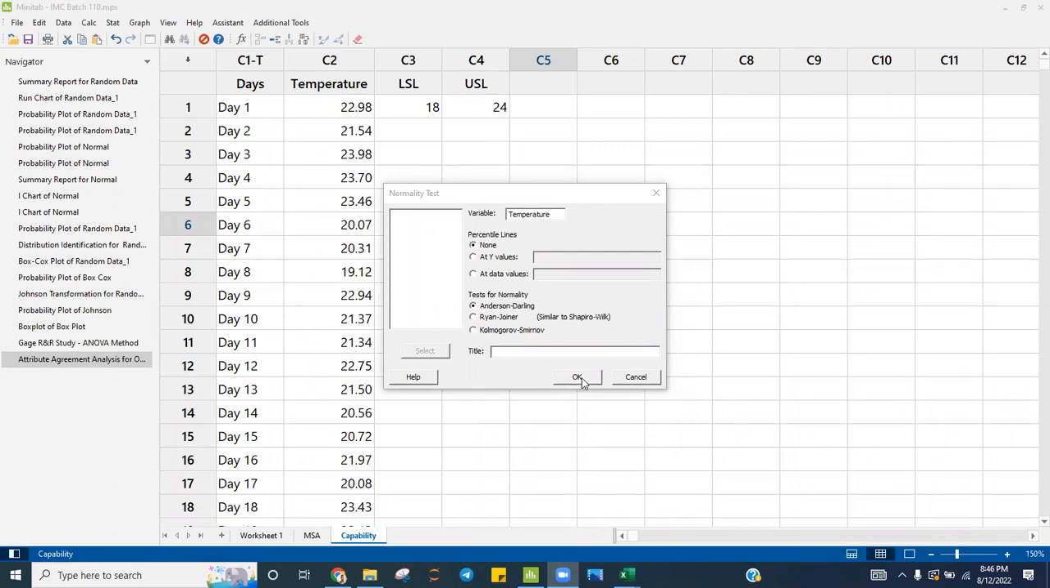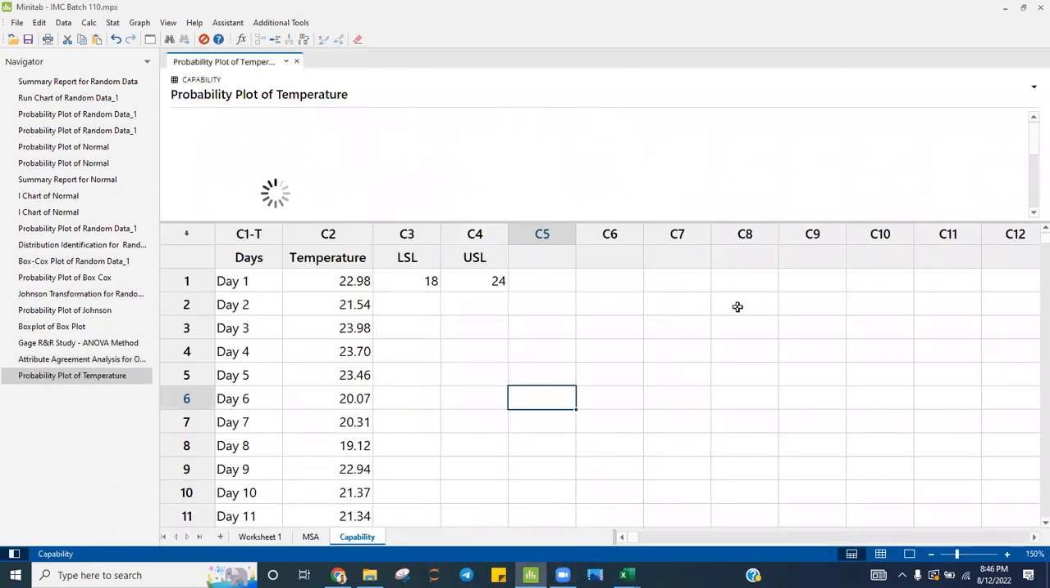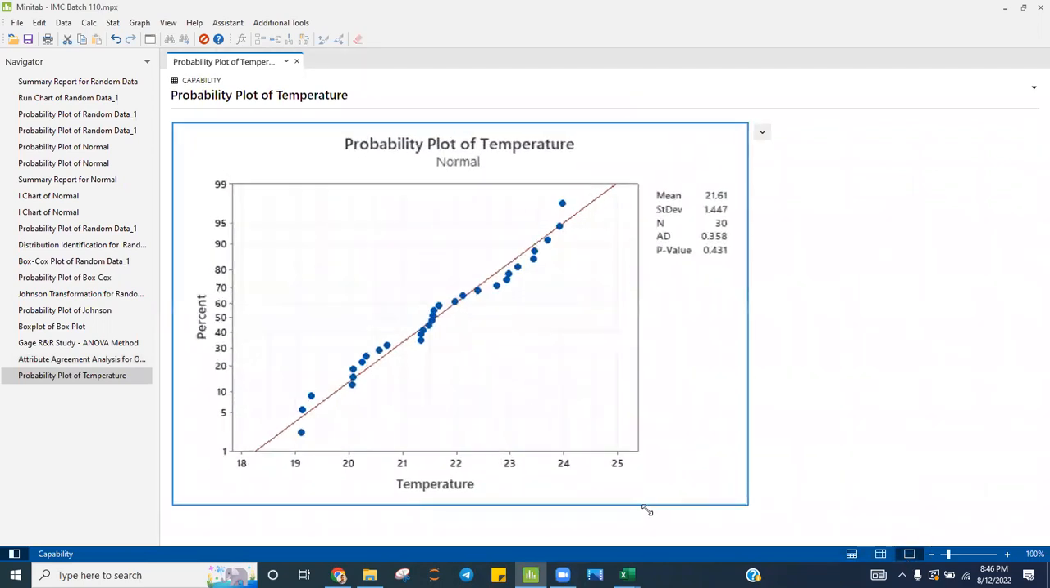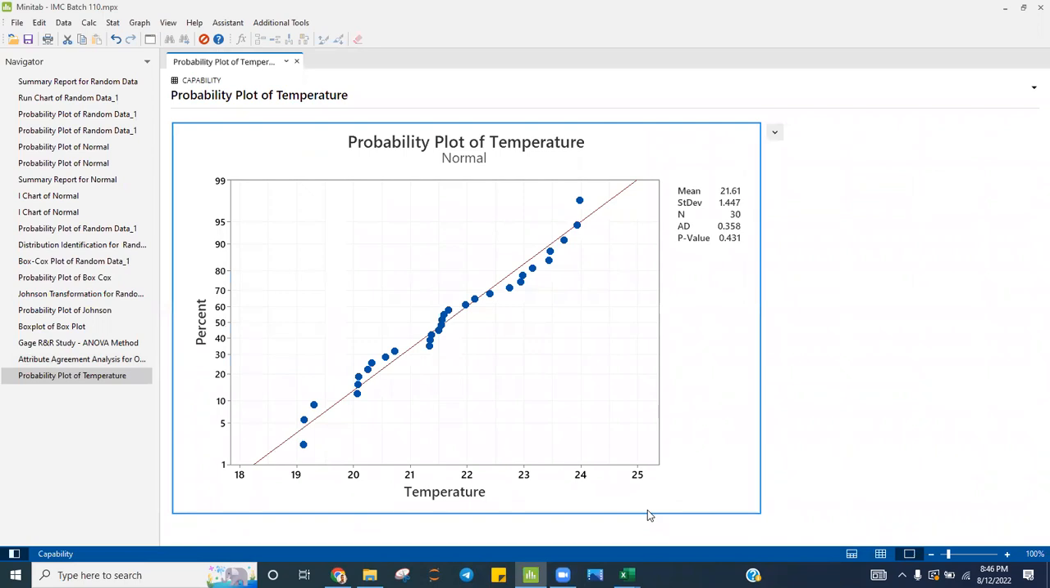So Anderson-Darling is selected here. And now if you look at the result, what do you interpret? Is this data normally distributed or not? Guys?